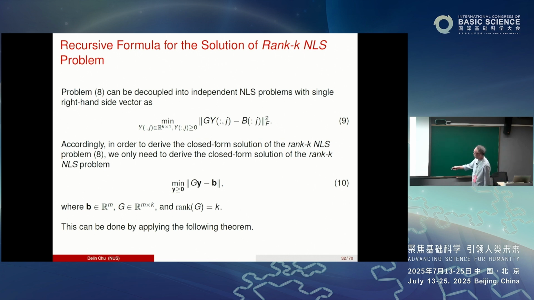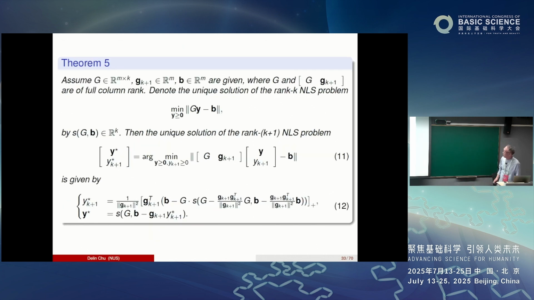Now we know if k is 1, we know how to get the solution. So naturally, we want to know what is the relationship between the rank k NNLS problem and the rank k plus 1 NNLS problem. If so, then we can reduce the rank k problem to rank k minus 1, then rank k minus 2, finally the rank 1 problem. In such a way, we can get the solution. This is the main idea.